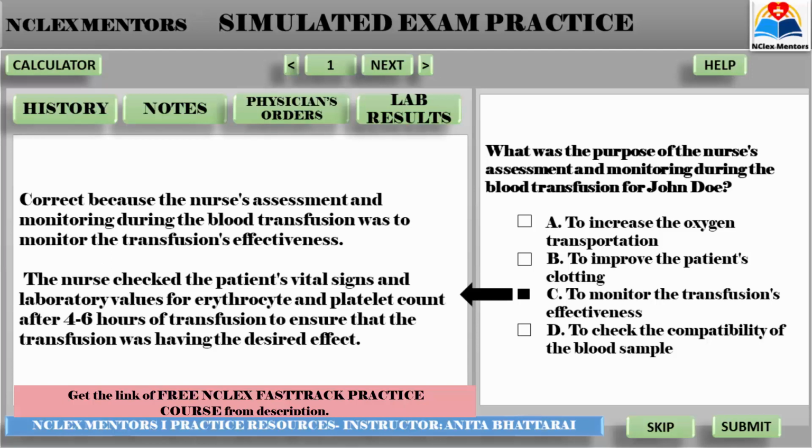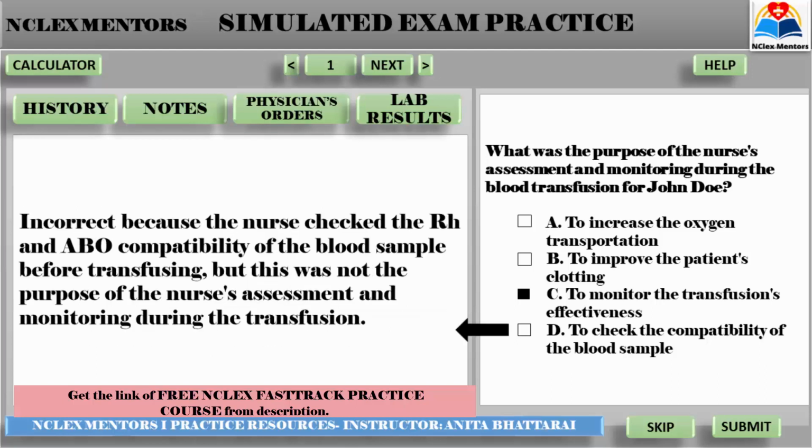Option C is correct because the nurse's assessment and monitoring during the blood transfusion was to monitor the transfusion's effectiveness. The nurse checked the patient's vital signs and laboratory values for erythrocyte and platelet count after 4 to 6 hours of transfusion to ensure that the transfusion was having the desired effect. Option D is incorrect because the nurse checked the Rh and ABO compatibility of the blood sample before transfusing, but this was not the purpose of the nurse's assessment and monitoring during the transfusion.